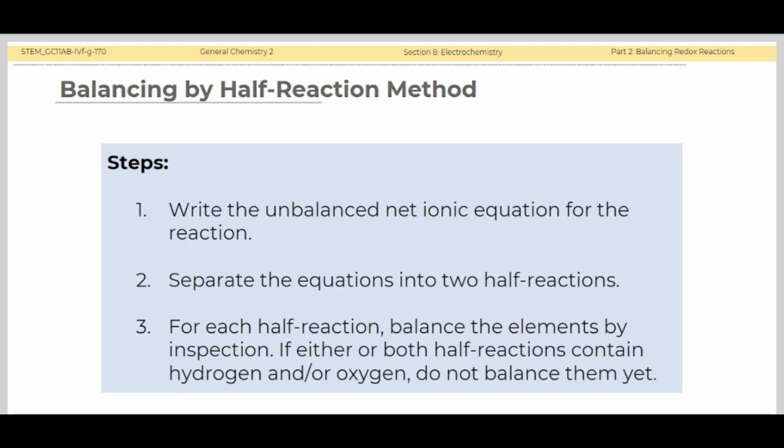Steps in balancing redox reaction by half reaction method. 1. Write the unbalanced net ionic equation for the reaction. 2. Separate the equation into two half reactions. 3. For each half reaction, balance the elements by inspection if either or both half reactions contain hydrogen and or oxygen. Do not balance them yet.